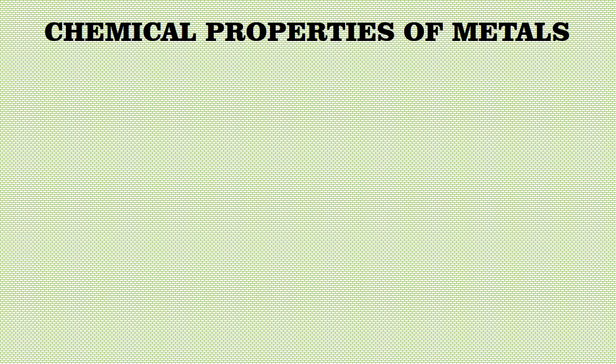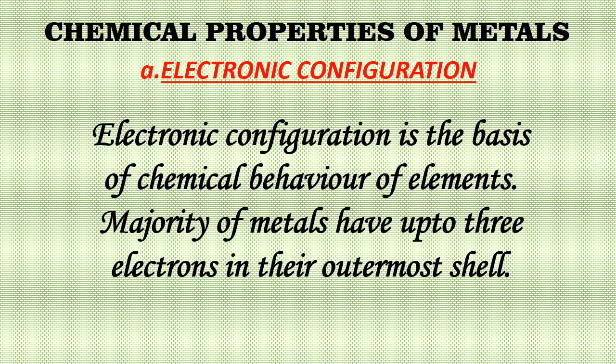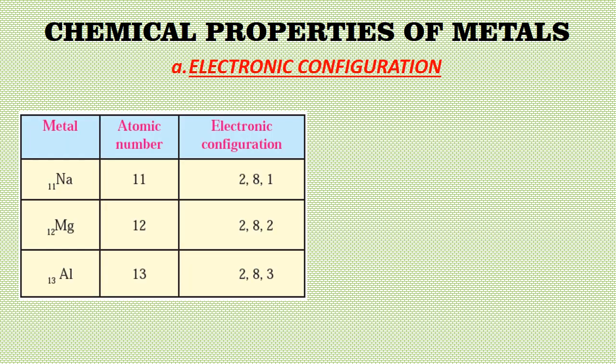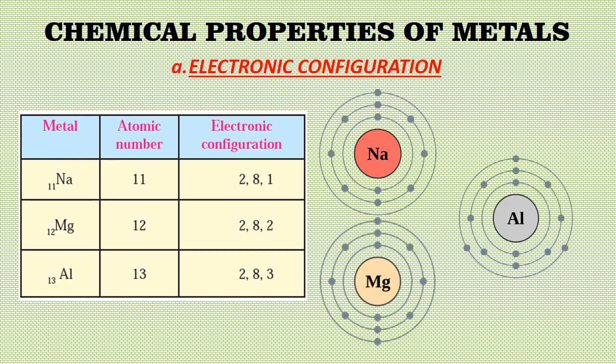Chemical properties of metals. Number 1, we have electronic configuration. Electronic configuration is the basis of chemical behavior of elements. Majority of metals have up to 3 electrons in their outermost shell. Let's have a look. Here we can see the metals like sodium, magnesium and aluminium. If we observe the outermost orbit, we can see up to only 3 electrons. So this is the first chemical property of metals.